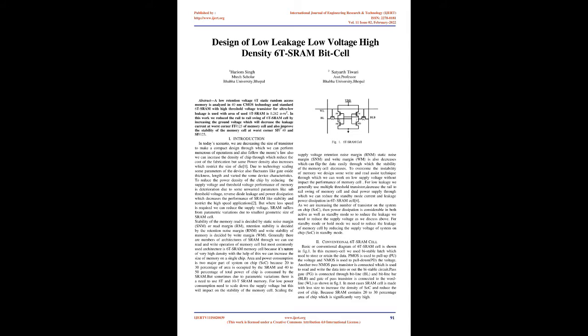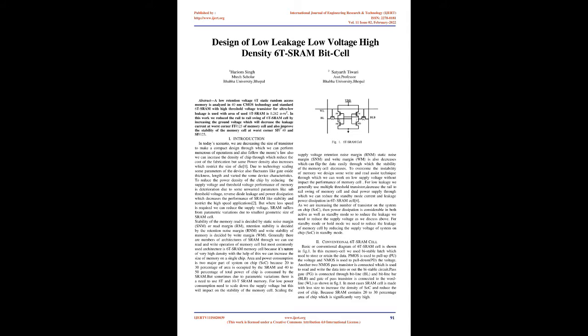Generally there are a number of SRAM architectures through which we can perform read and write operations of the memory cell, but the most commonly used architecture is the 6T-SRAM memory cell because of its very high density. With the help of this we can increase the size of memory on a single chip. Area and power consumption are two major concerns of a system on chip, SoC, because 20 to 30% of the area is occupied by the SRAM and 40 to 50% of the total power of the chip is consumed by the SRAM.